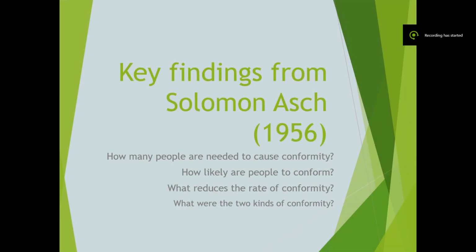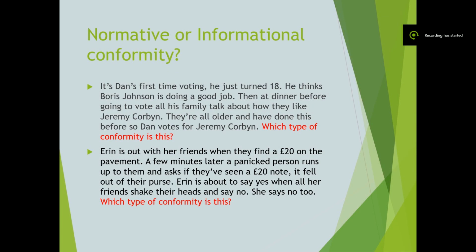Okay, so next couple of questions for you. You should be able to answer these based on the video. What did Asch find in terms of how many people were needed for it to count as a majority and cause conformity? How likely were people to conform? What things reduced how often people conformed? And what were those two kinds again? Okay, last little task for you then. I've got two paragraphs up on the board, two little scenarios. Pause the video, have a read through, and answer the question: which type of conformity, and why? How do you know which type of conformity these people are experiencing?